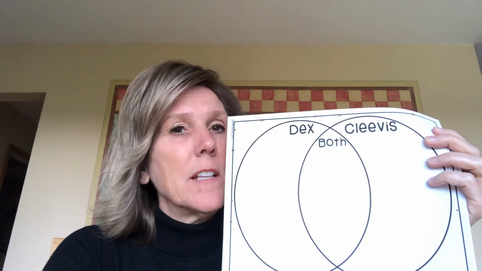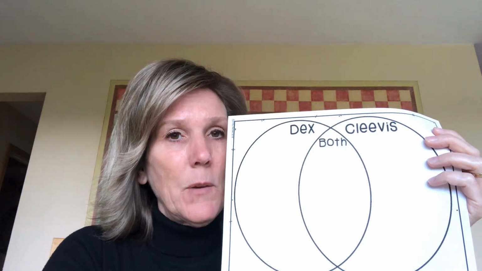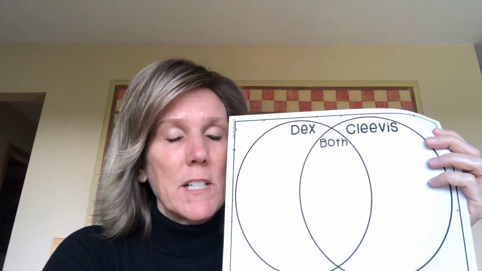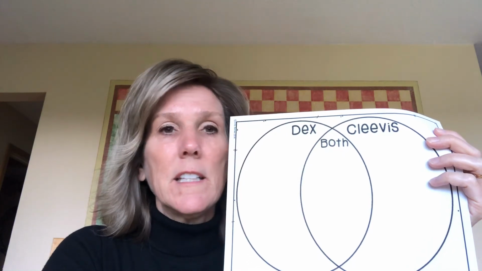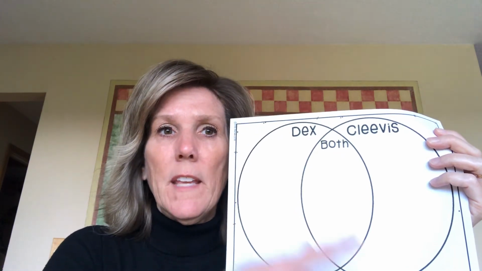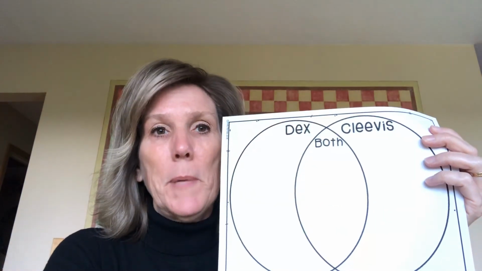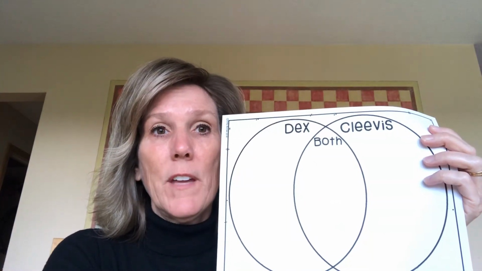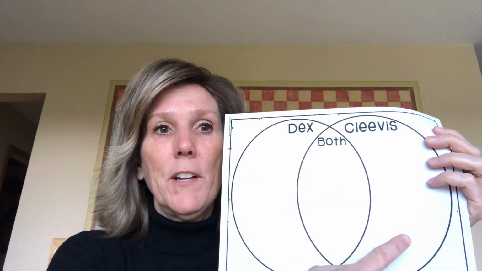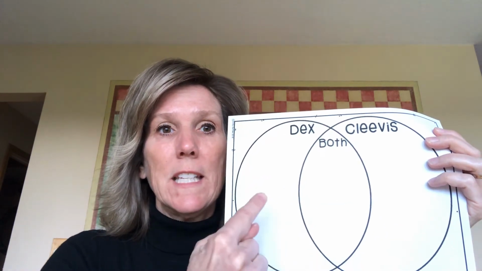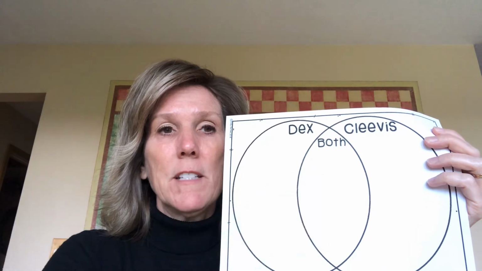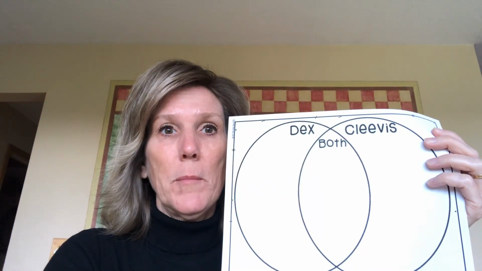Not how they're the same on the outside. I want inside character traits. Ways that they act, things that they do. That's how I want you to use your comparison when you tell me how they are the same. So remember, how they are different is your contrasting, and how they're the same is your comparison, or your comparing.